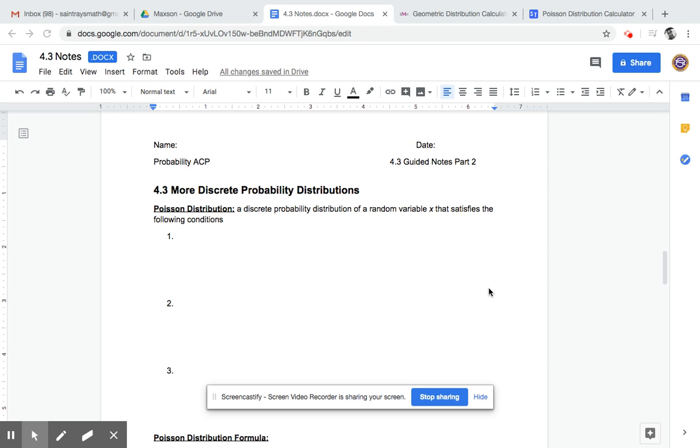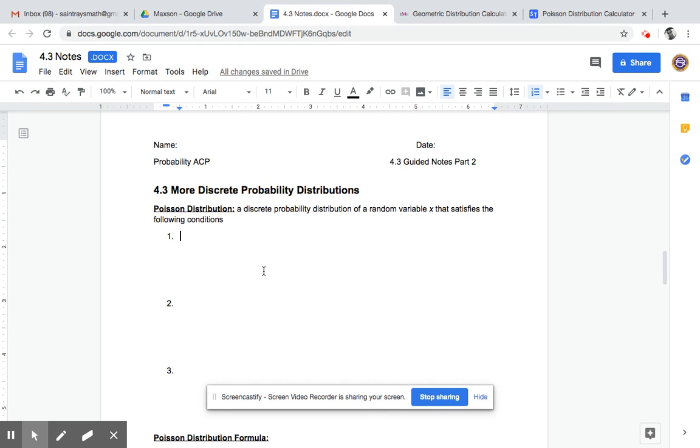For this part in section 4.3, we are going to be looking at the Poisson distribution. This is another type of probability distribution. For this one, it has three conditions as well. So it's a discrete probability distribution of random variable x that satisfies the following conditions.